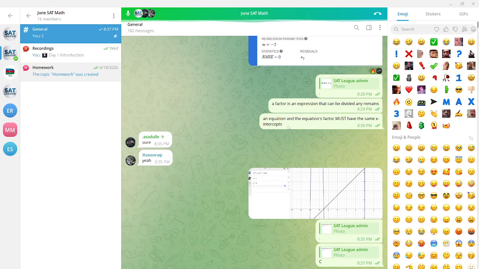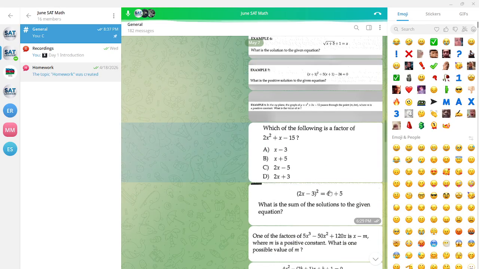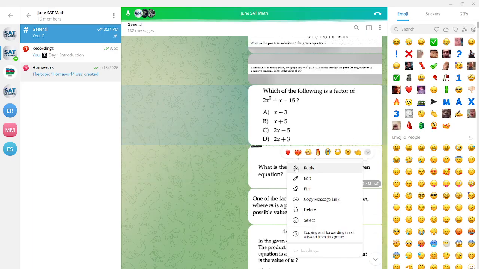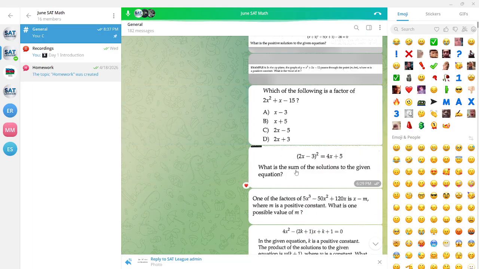So this rule that we learned, that an equation and the equation's factor must have the same x-intercepts, is the rule using which you can apply Desmos and solve these questions easily, under like one minute. And these questions are considered hard for the SAT, all right? Let's look at other examples.